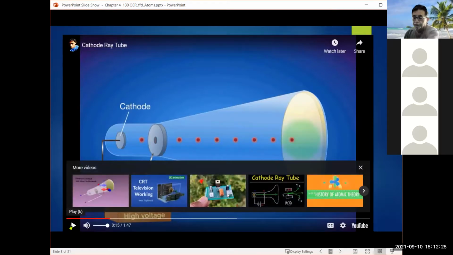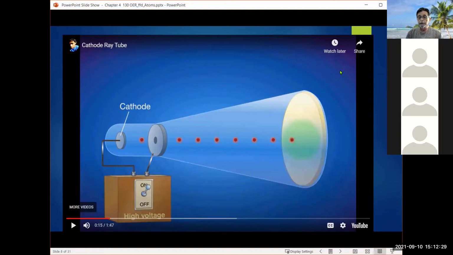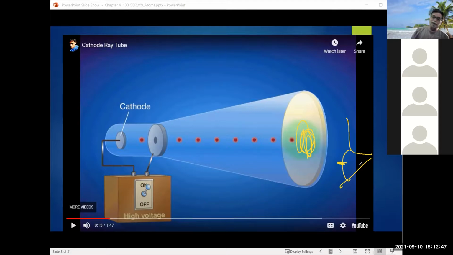Notice here on the screen that particle travels and hits the screen, emitting light on this side, okay? And like I said, this is the precursor to the old-fashioned television. So you're sitting over here, in the old days, watching cartoons, okay? The old-fashioned TV, but obviously they didn't have TV in the 1800s. But this was the beginning of it.